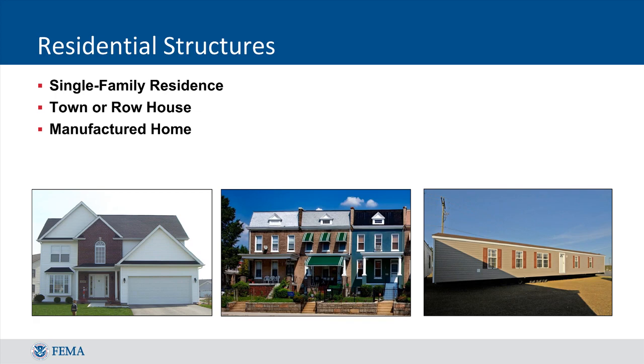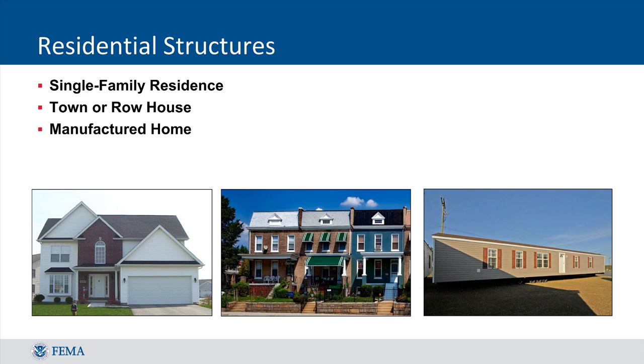Residential structures can generally be broken down into just 3 different types: single-family residences, town or row houses, and manufactured homes. Although there are other types that may be selected when performing assessments, these 3 are the most common and cover a majority of the structures that will be evaluated in the field in the United States.